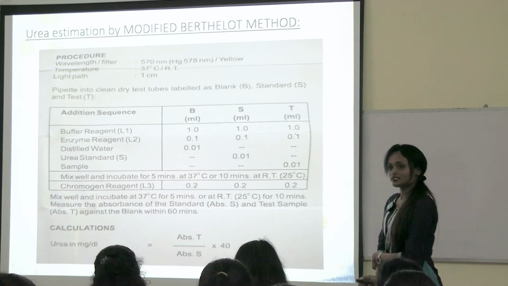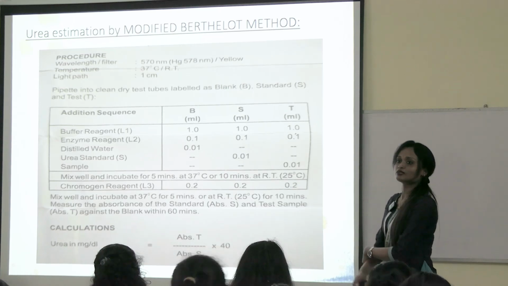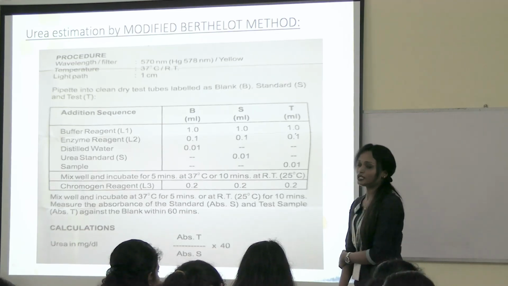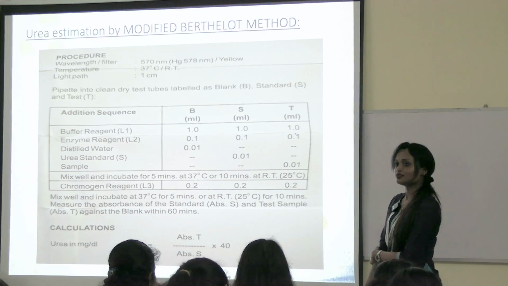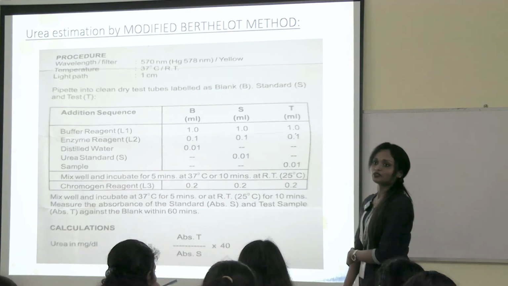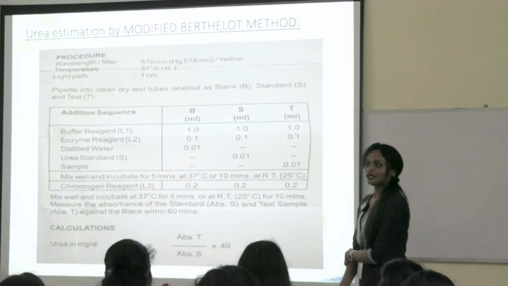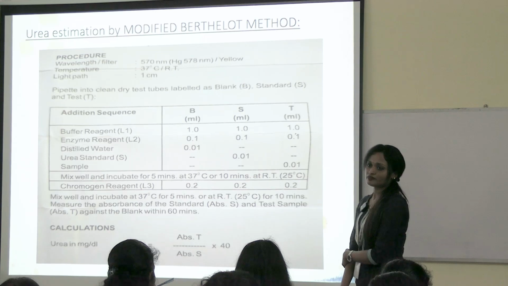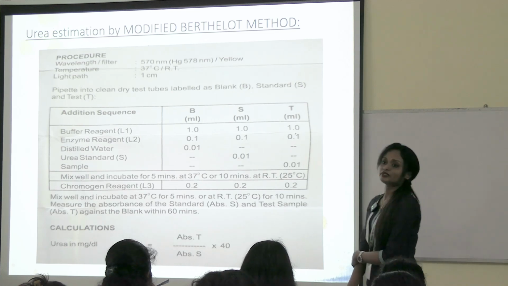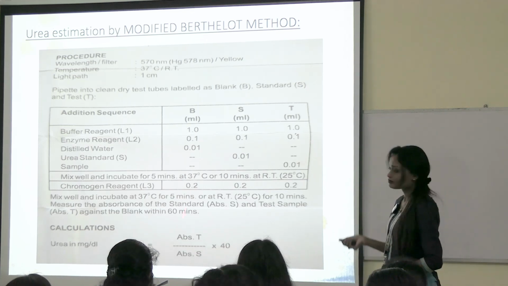Then add test sample 10 microliter and standard sample 10 microliter. Then mix it well and keep it at room temperature for 10 minutes or incubate it at 37 degrees Celsius. Then again add chromogen reagent 200 microliter in both test tubes, mix it well and keep it at room temperature for 5 minutes or incubate it at 37 degrees Celsius for 5 minutes. No need of buffer. Skip this column. So what is the calculation?